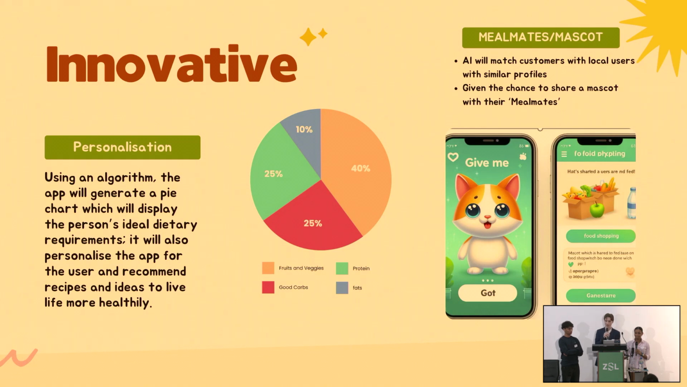So it's innovative in the fact that we will have these things called meal mates and mascots, which will match customers to their specific nutritional values. So they'll be asked to take a test, and they'll be able to input all of their data, and we'll have an AI algorithm that will help predict the nutrients and things that they are lacking, and then provide menu and food to accomplish that.